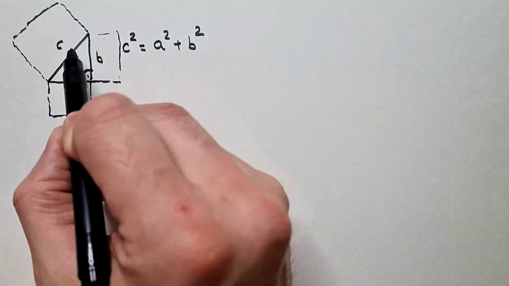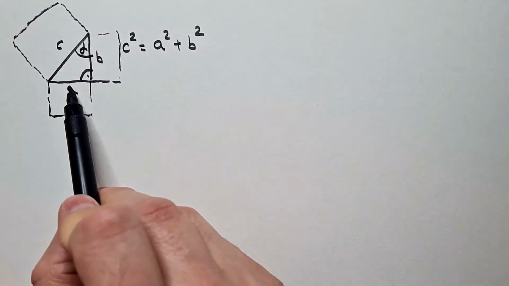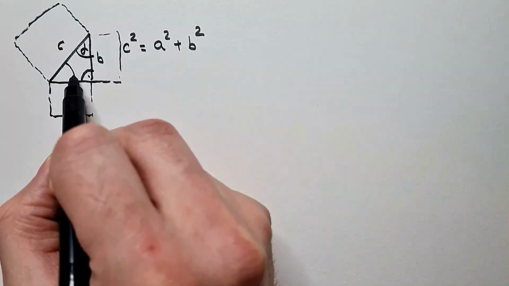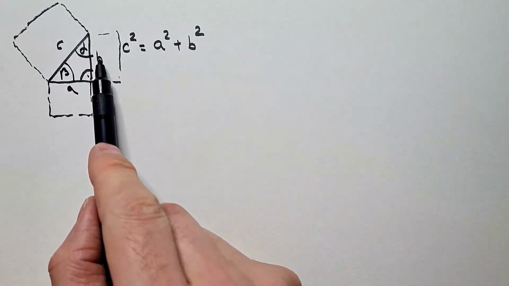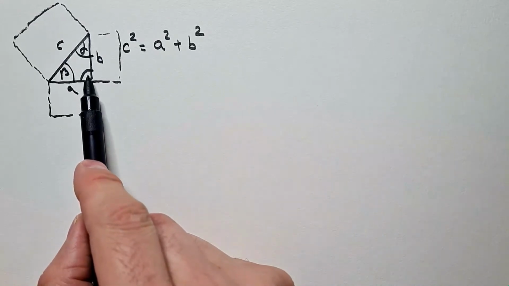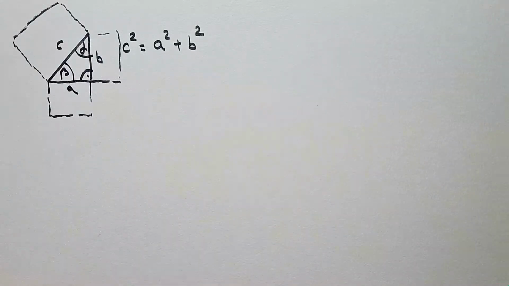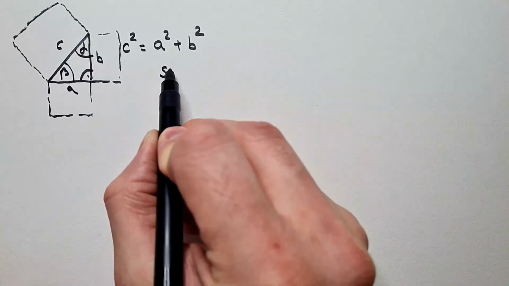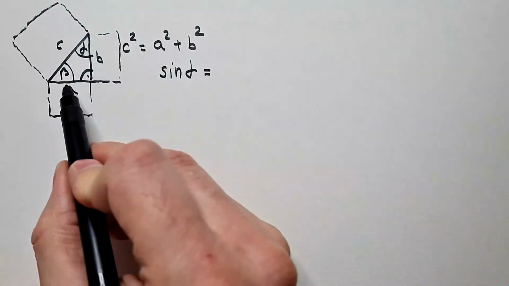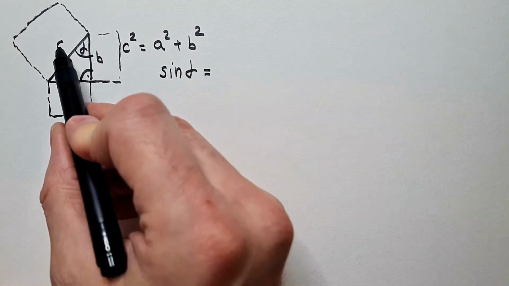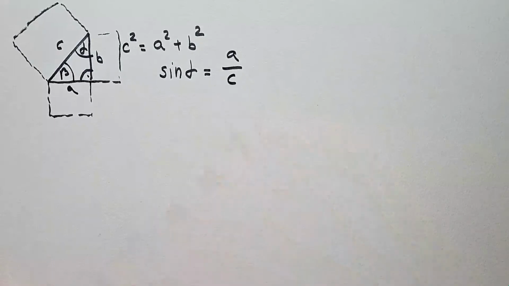Now let's call this angle over here alpha. So that is the angle opposite to A. Let's call this angle beta, and that would be the angle opposite to side B, and this would usually be called gamma, the third angle, in this case 90 degrees. We say that sine alpha is opposite divided by the hypotenuse, and that would be A over C.